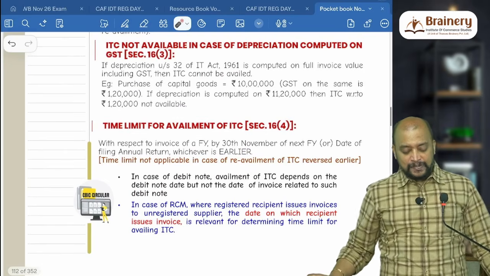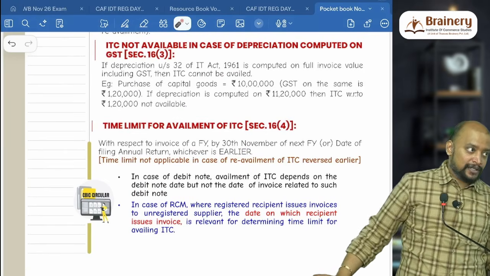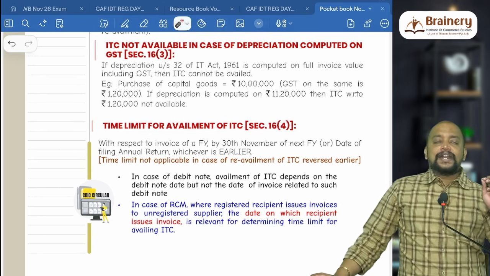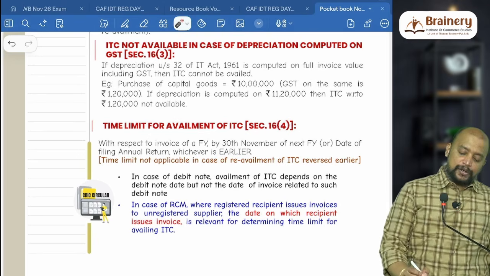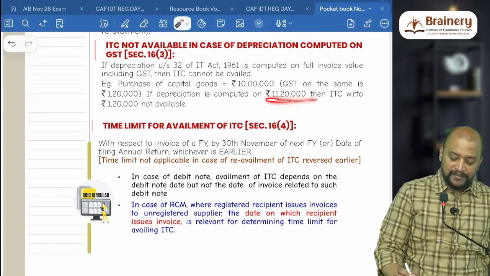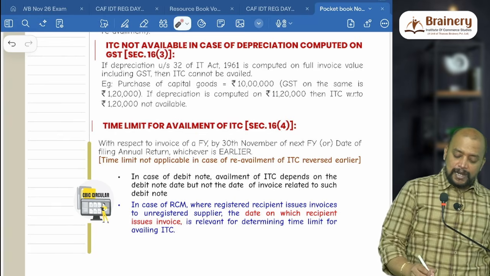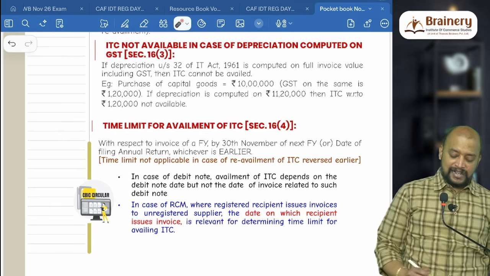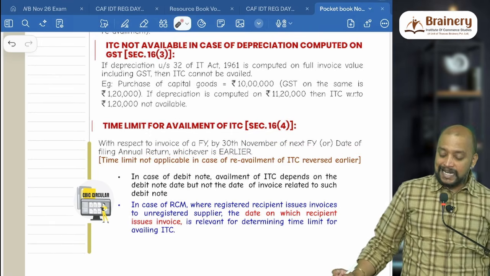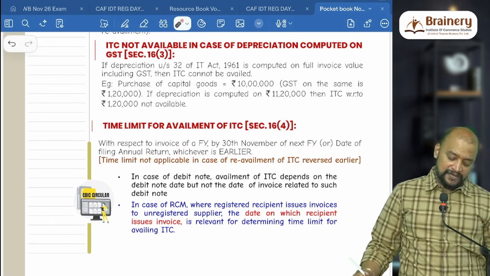Then section 16 subsection 3, ITC not available on the depreciation component. That is, if the depreciation is computed on the tax. For example, if they are buying capital goods for 10 lakhs and GST is 1,20,000, if the depreciation is computed on 11,20,000, then ITC of 1,20,000 is not available. And time limit for availment of ITC: 30th November of the succeeding financial year or date of filing of annual return, whichever is earlier. And this time limit is not applicable in case of re-availment of ITC reversed earlier.